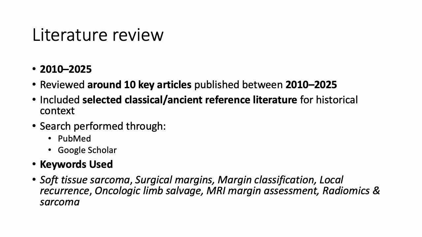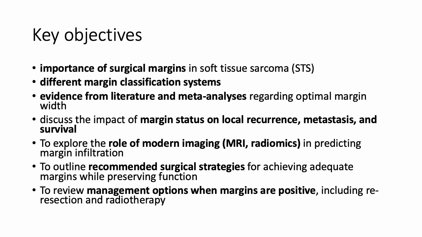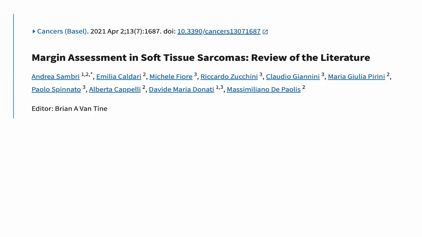With this purpose, I did a literature review from 2010 to 2025, a 15-year span, and I reviewed around 10 key articles published in this span, and included selected classical and ancient reference literature as well, which I'll talk about in the next slide. A thorough search was performed through PubMed and Google Scholar. I avoided other articles, and the keywords I used for the literature review are given in the slides, with the main objective of discussing the surgical margin and different margin classification systems and evidence from the literature regarding the margin, and the use of modern imaging like MRI and radiomics.